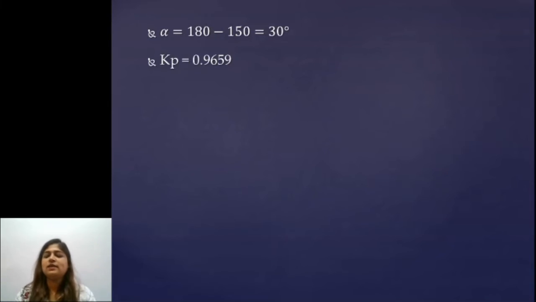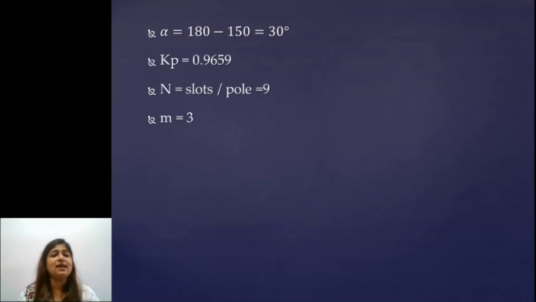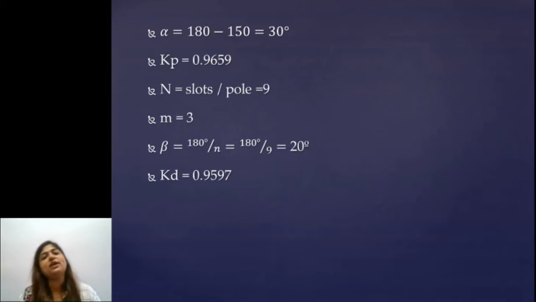Once you got this value, then let's go for Kd, and for Kd we will need m as well as beta. So let's get the value of n first. n is slots per pole, which is nothing but 9. m is slots per pole per phase, that is 9 by 3, that is 3. Beta is 180 by n, which is coming out to be 20 degree here. Substituting everything in the Kd equation, that is sine m beta by 2 upon m sine beta by 2, it is equal to 0.9597. Now, as we took many problems on this, we are having the same formulas. We are just substituting the values and getting the answers, so I am just putting some answers directly. You know how to put those values and get the answers.